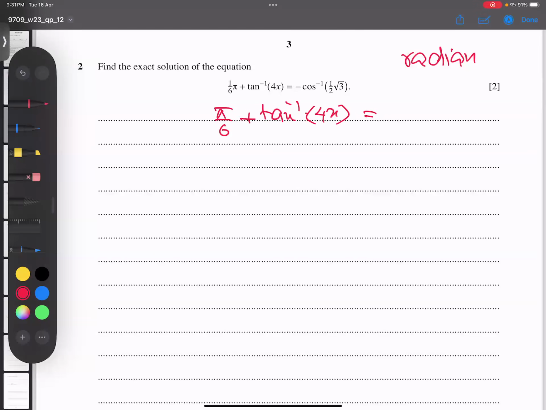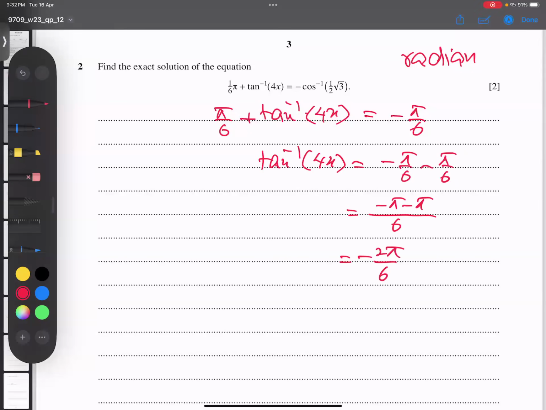So I think the point is very clear. Make sure about radian mode and then type in the calculator. So type the negative sign and cos inverse of root 3 divided by 2. If you check it in the calculator, it gives you negative pi by 6. Now this number will go there. I get tan inverse 4x equals negative pi by 6, negative pi by 6. If you take the LCM, which is 6, negative pi, you get negative 2 pi by 6, or in short form, I can say negative pi by 3. It is the same. I think this is okay.